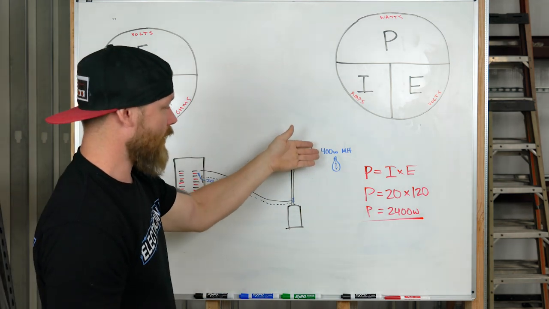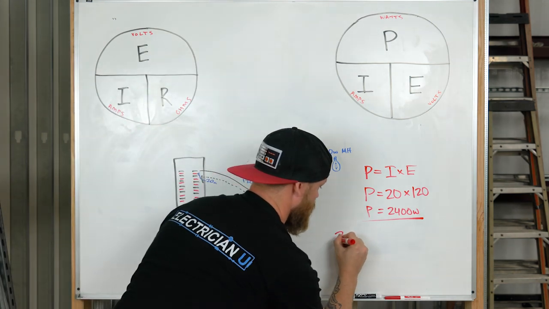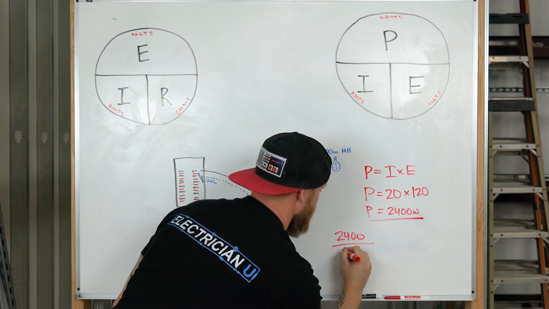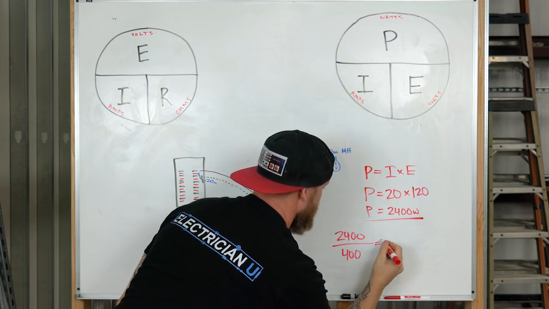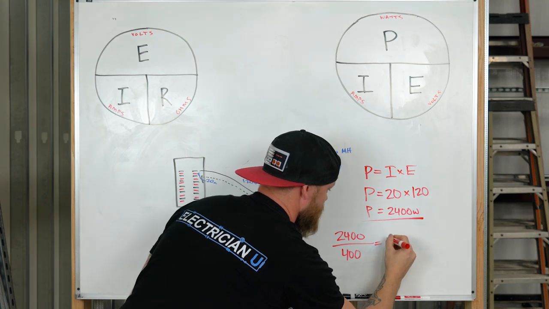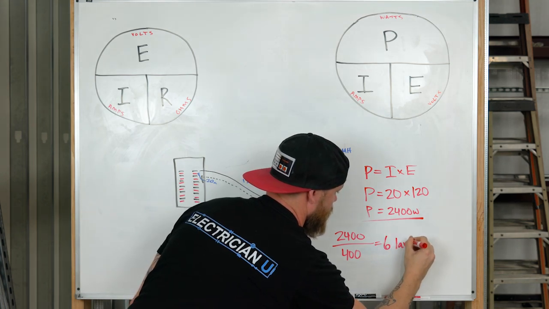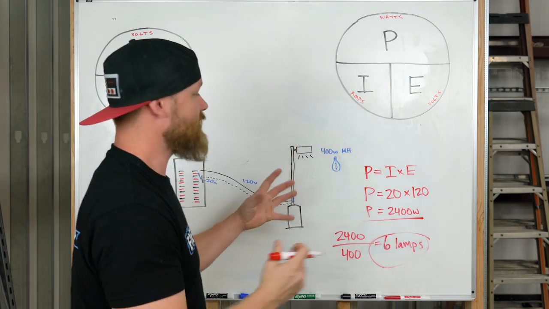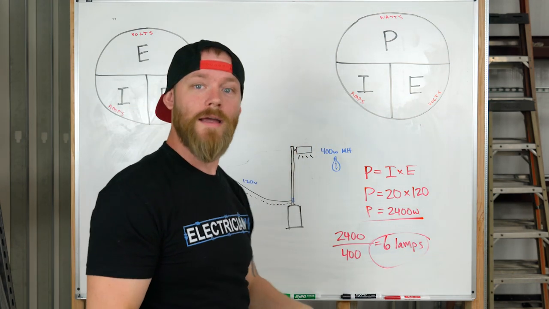If each lamp is 400 watts, then you do 2400 divided by 400, and you get 6. You could put 6 lamps on this circuit, or 6 light poles, 6 400 watt lights.